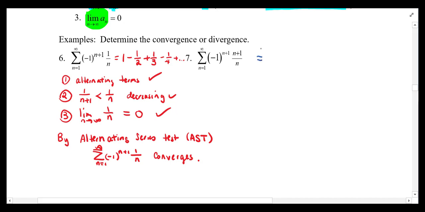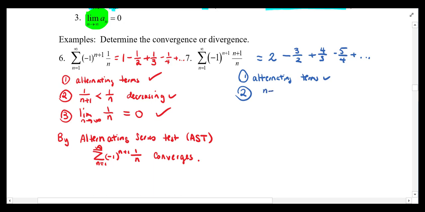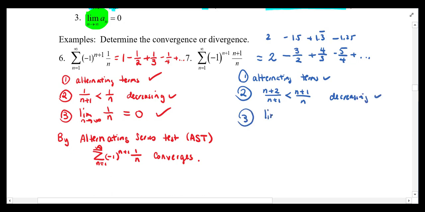First term, positive. 1 plus 1 is 2. 2 over 1 is 2. Let's do 2. That's minus now 3 over 2. And then 4 over 3. And then 5 over 4. And then blah, blah, blah. So alternating terms, you bet. Decreasing. So is n plus 2 over n plus 1 less than n plus 1 over n? Yeah, I think so. Look at these two. This is like 1.5. This is like 1.3 repeating. This is like 1.25. So yeah, check. Decreasing. That looks good.